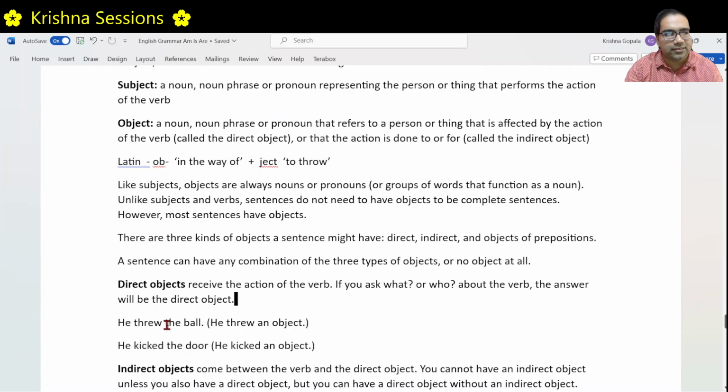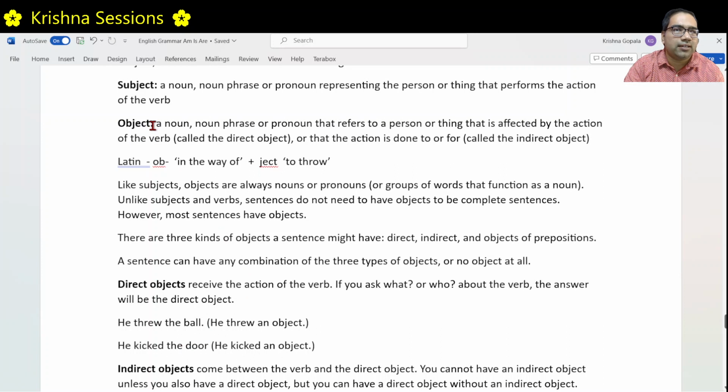You can see this. He threw the ball, he kicked the door. This ball, this door are actually some objects, some things, where an action is directly applied. The action of the verb, the throwing: he threw an object. The action of this verb is directly applied on this ball. The action of kicking is directly applied on this door.